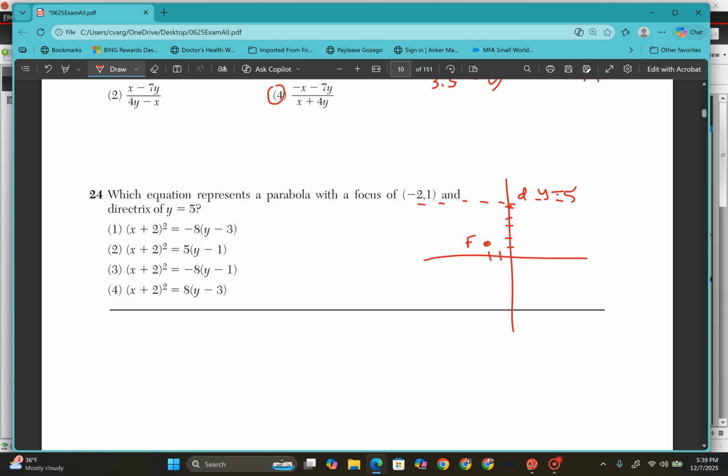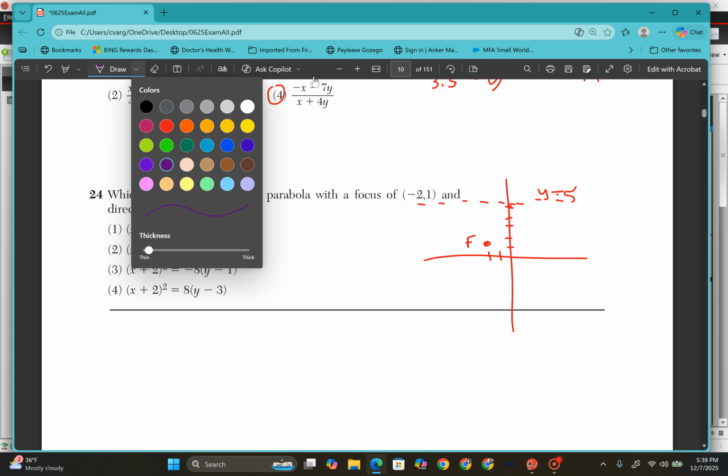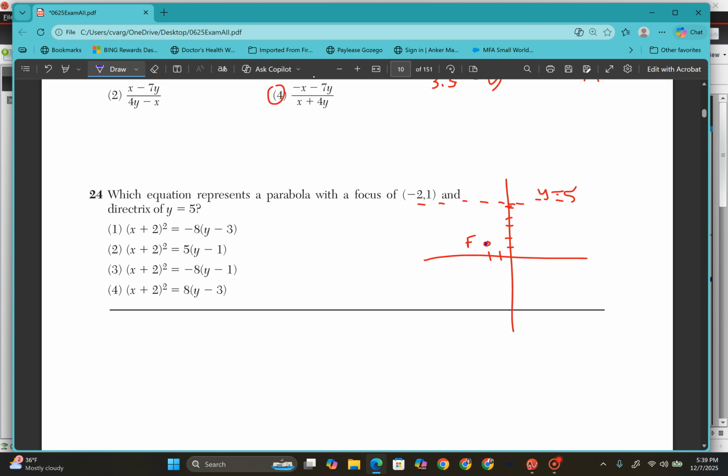Okay. So now what we're going to do is look to see the point that's in the middle. So we have to find that point. What is the point that's in the middle between my coordinate, which is here at -2, 1, and 5. Between 1 and 5 is 4, so cut that in half, that's 2. So our vertex is going to be at -2, comma 3. So here's our vertex, -2, comma 3. Okay, and I did that visually.